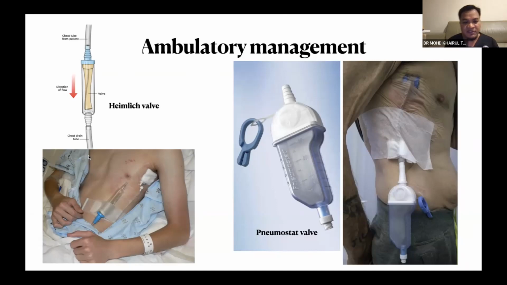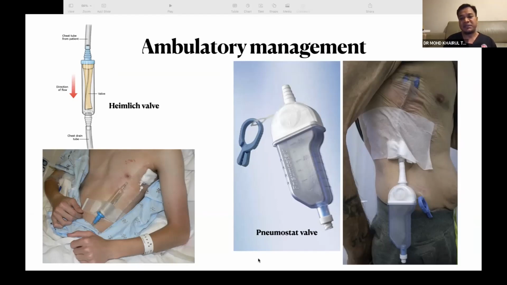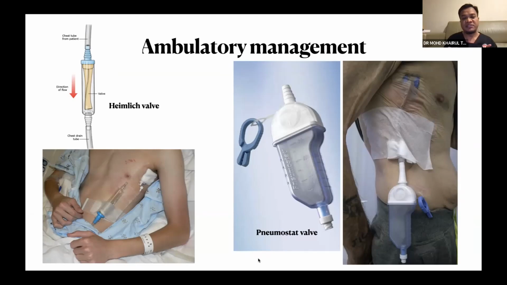The advantage of the Heimlich valve is that it is quite small, and also quite cheap. Most centers do not have this device, so the patient needs to buy it themselves. So you need to ask the patient which one they prefer. But I do know some centers also have the pneumostat valve and the Heimlich valve available for free. So it really differs, and it really depends on your center itself.